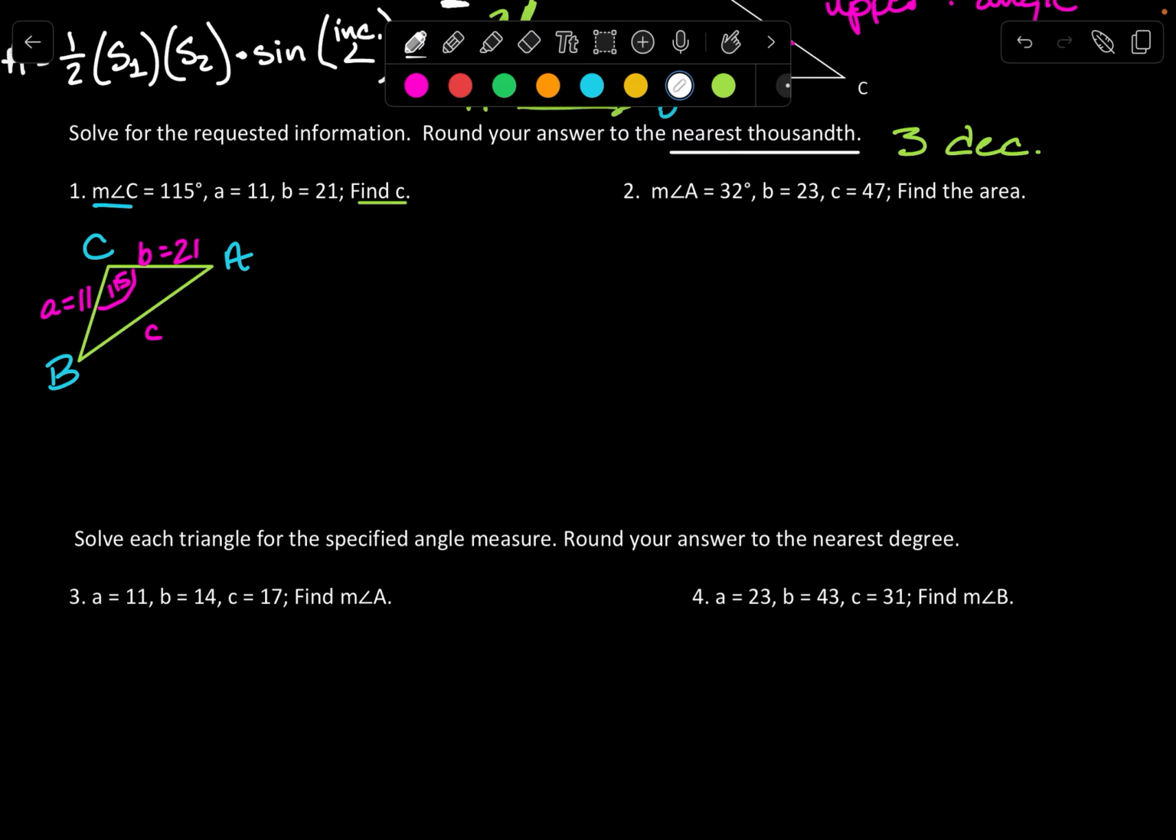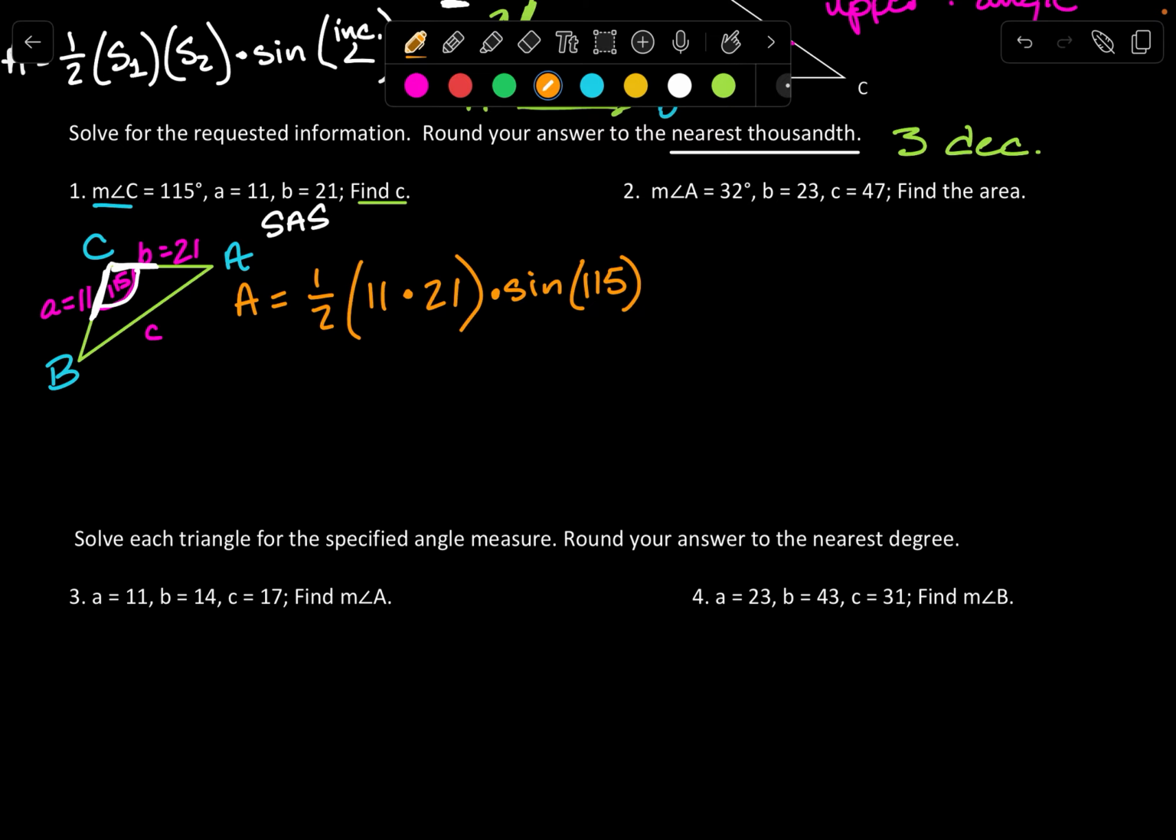So if you notice right here, we have a side angle side. We have side angle side, which is the condition we need to find the area. And so we just need to plug in what we know into our formula. Area equals 1/2 side 1. So I'm going to say 11 times side 2. I'm going to use 21. And then that'll be times the sine of our angle, which is 115.